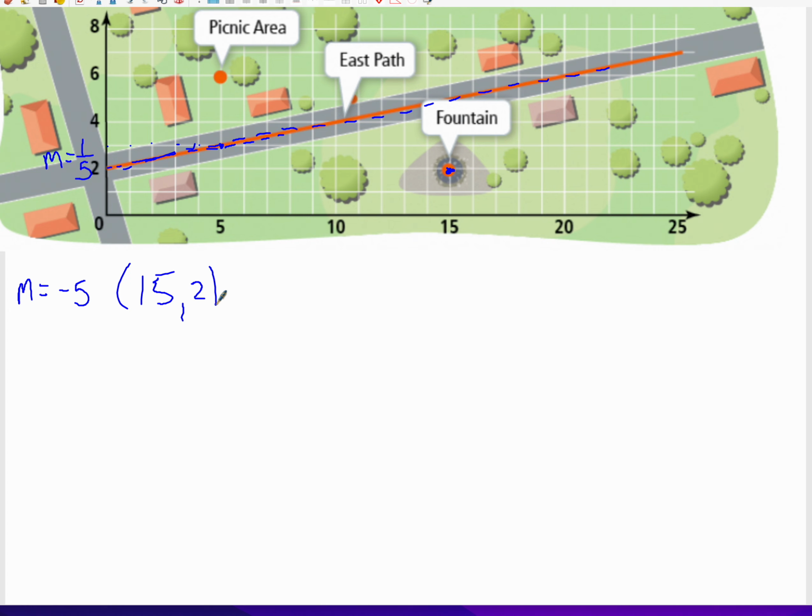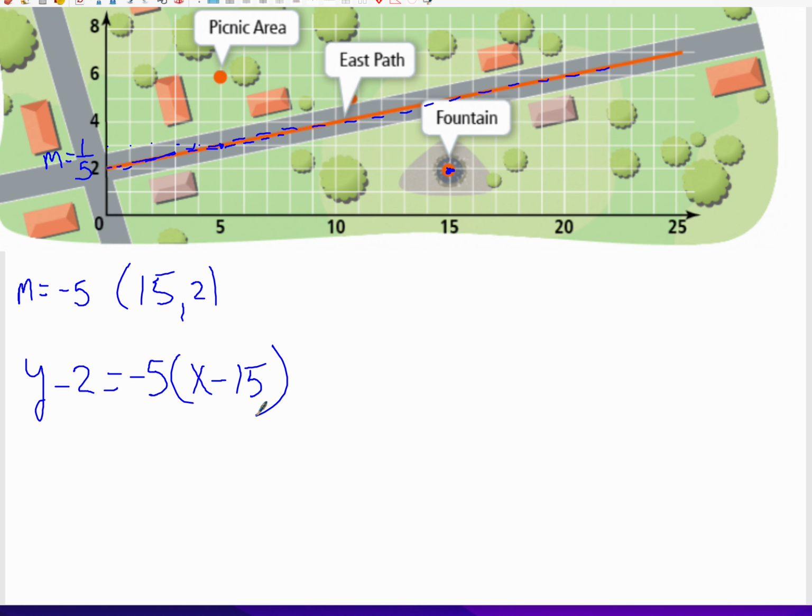So we want to write, was it point slope form? Yep. Point slope: y minus 2 equals -5 times x minus 15. Okay, so that is the first one.